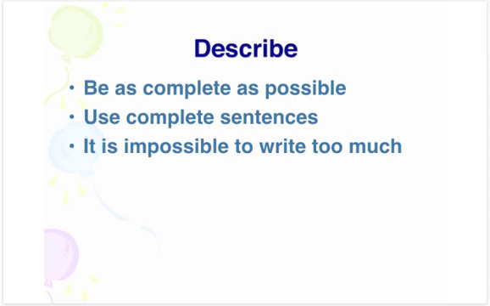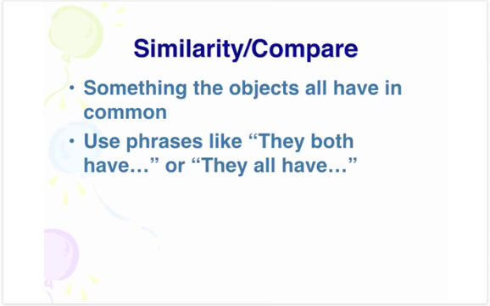Okay, pause it if you need more time to write. The next topic is similarity or compare. So when you're answering a similarity question, you're going to write about something that the objects all have in common. And you're going to find yourself using phrases like they both have, or they all have. They are both tall, or they all have red in their outfit they're wearing today, or something like that.